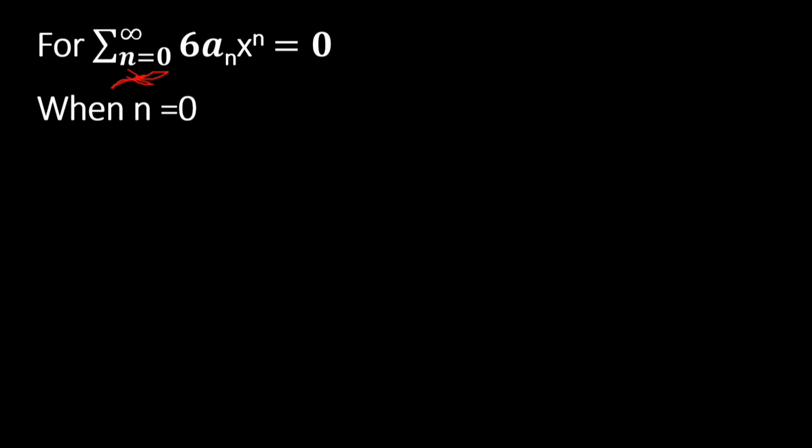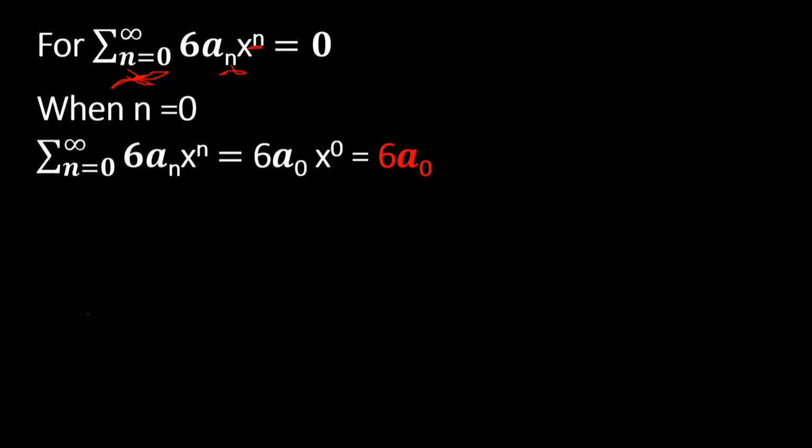Okay, so when n equals 0, anywhere there's n, I will replace it with 0. Yes, this is what I will have, because if I replace this with 0, I will have a naught. You can see that we have a subscript 0, and then I will have x raised to the power of n. So if I replace it, I will have x raised to the power of 0.